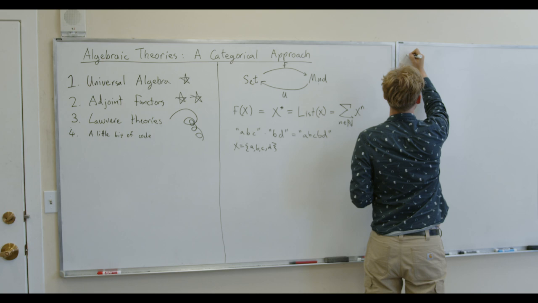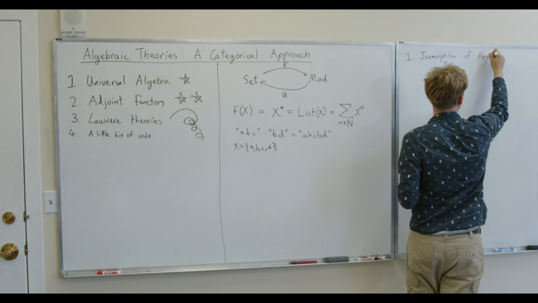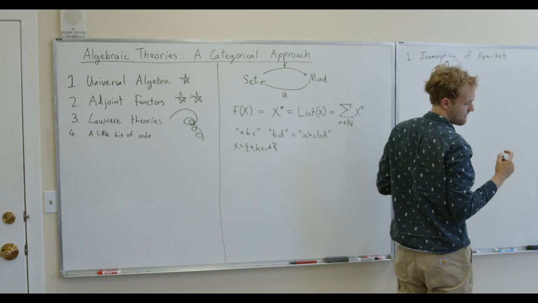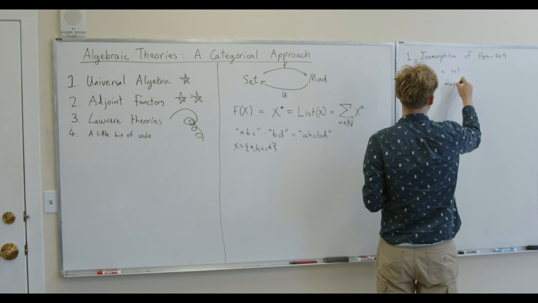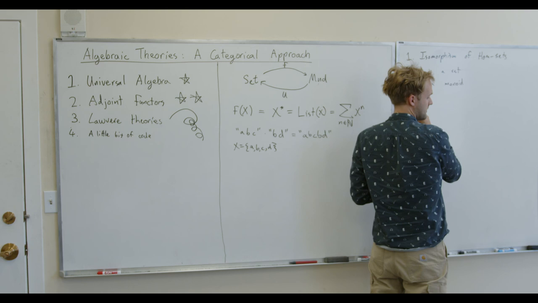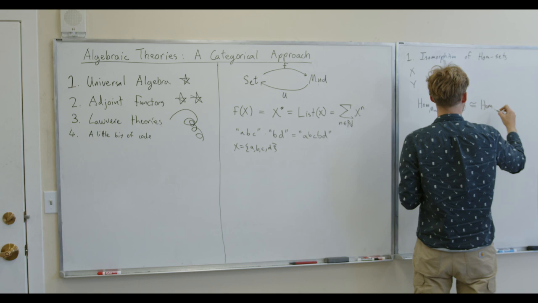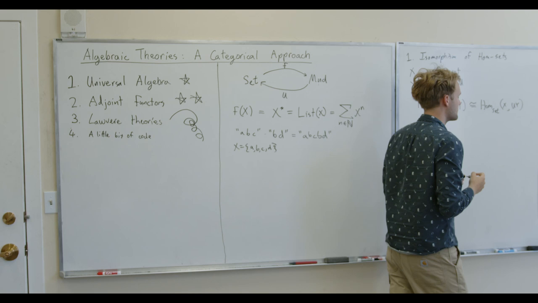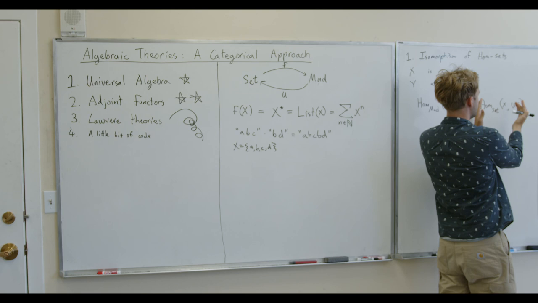So the first one, I'm going to refer to as the isomorphism of Hom sets. This means that if I have X a set and Y a monoid, then Hom sub MND of F X, Y is equivalent to Hom set of X, U Y. So what does this mean? Well, this is the set of monoid homomorphisms from F of X to Y. This is the set of just functions from X to U of Y.